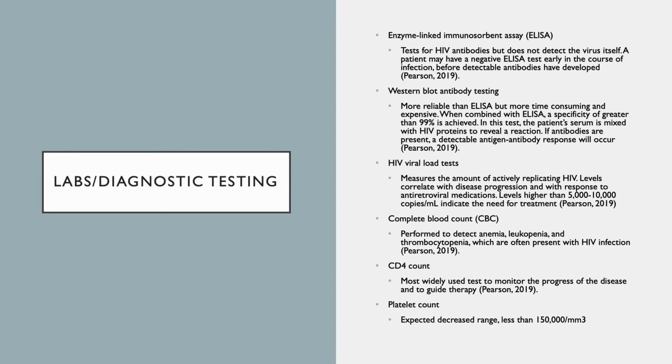Then we've got CD4 count. This is most widely used to monitor the progress of the disease and to guide medication therapy. Then we've got platelet count. There is an expected decreased range with platelet count whenever you are HIV positive, and that's usually going to be less than 150,000.